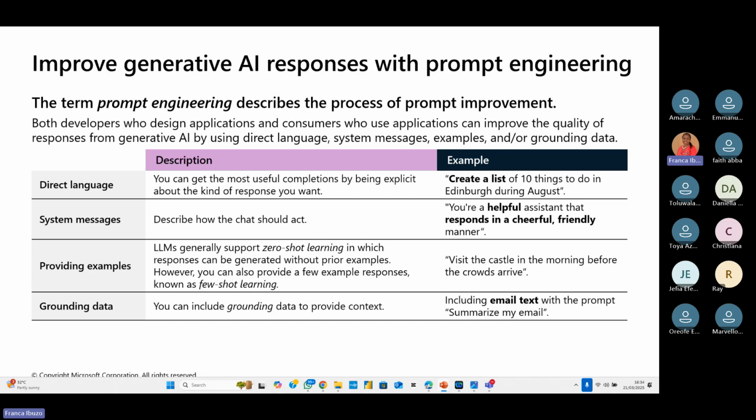So here you have your direct language. You can get the most useful completion by being explicit about the kind of response you want. So an example is: create a list of 10 things to do in Edinburgh during August. Direct language.